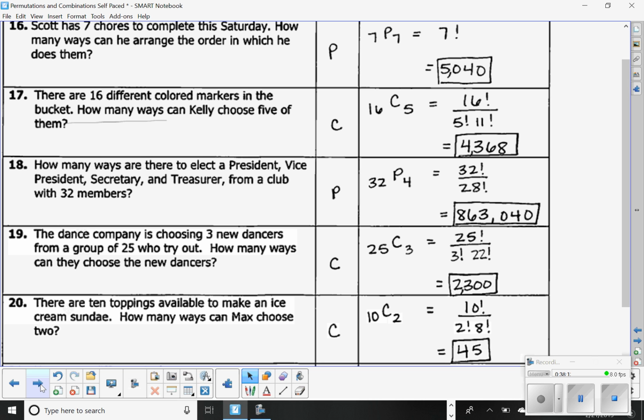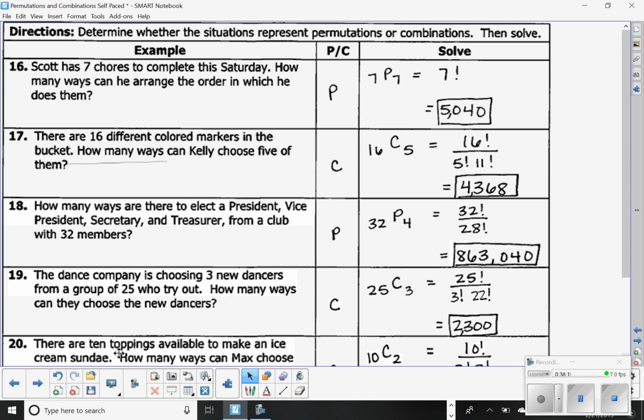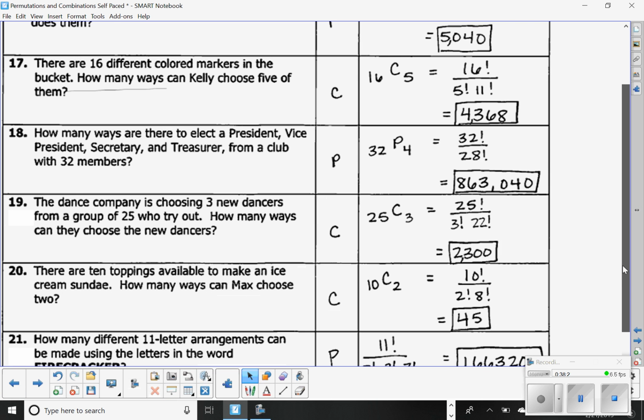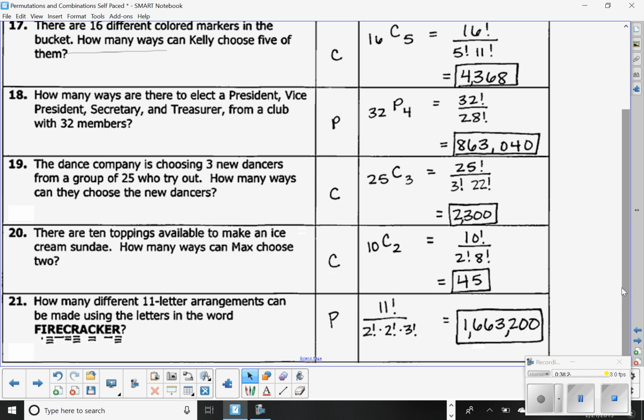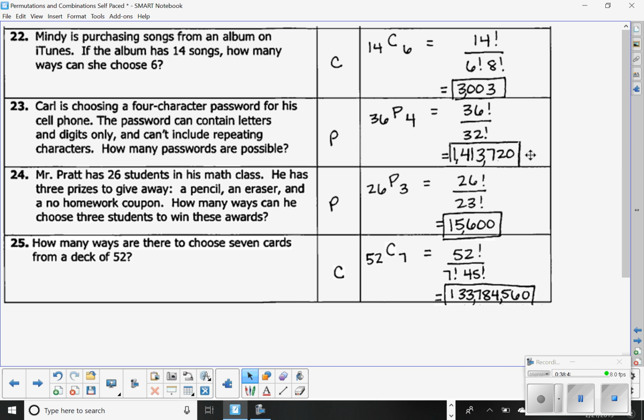Again, pause the video if you need longer to look at it. I guess I didn't get through 21. There's 21. Firecracker: remember, it's got multiple letters that are the same, so you simply have to divide by the factorial of those out. We can't tell one R from another R, one E from another E. Okay, 22 through 25. Take a look.